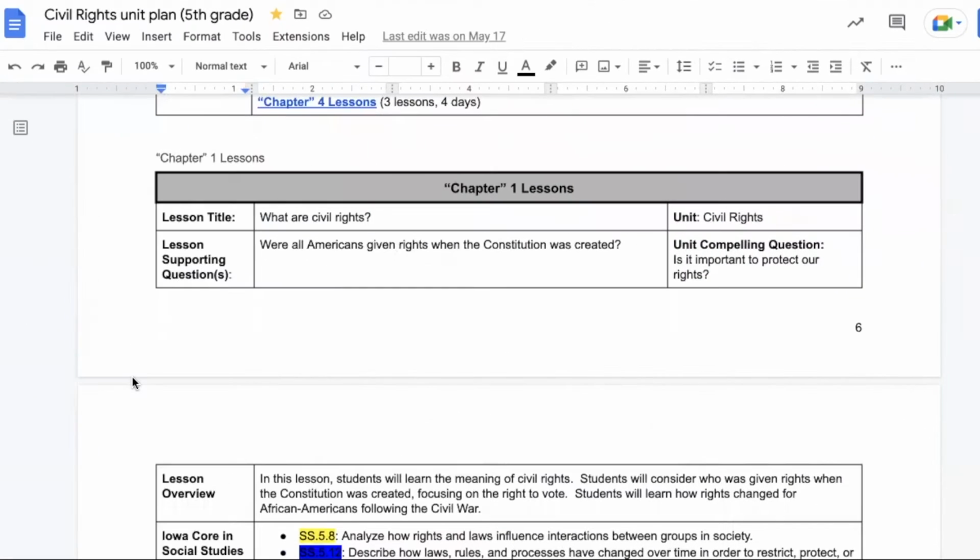Chapter 1 lessons are called What are Civil Rights? and go along with supporting question 1. Students are going to learn about the meaning of civil rights, consider who was given rights when the Constitution was created, focusing mainly on the right to vote, and learn how rights changed for African Americans following the Civil War.